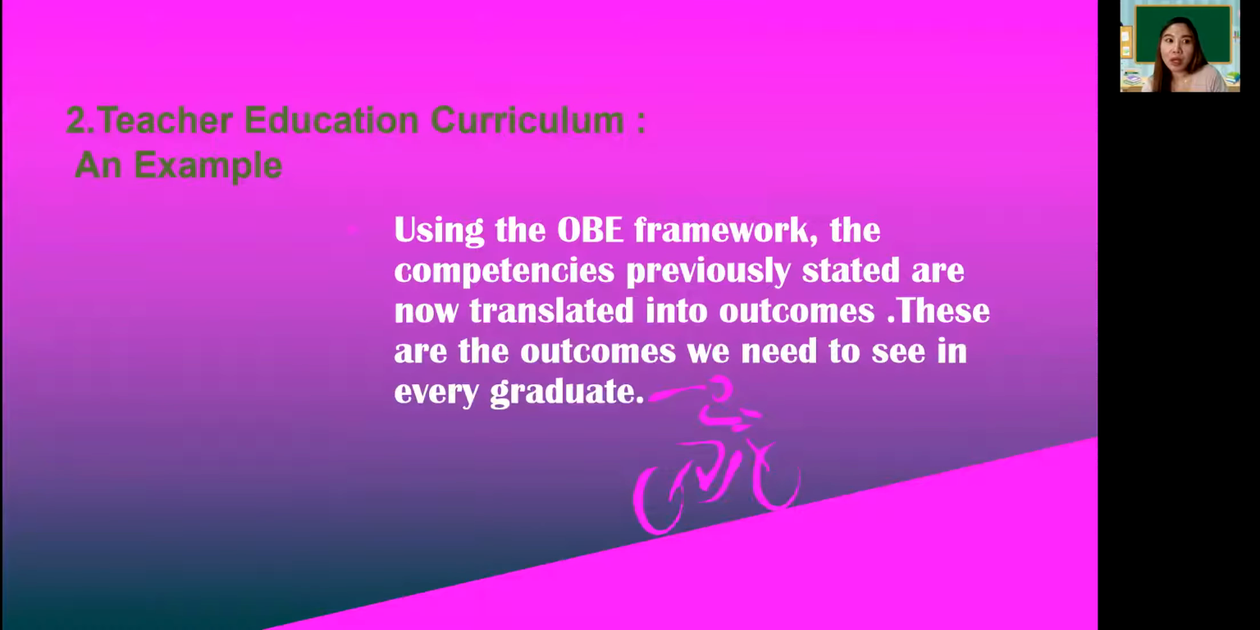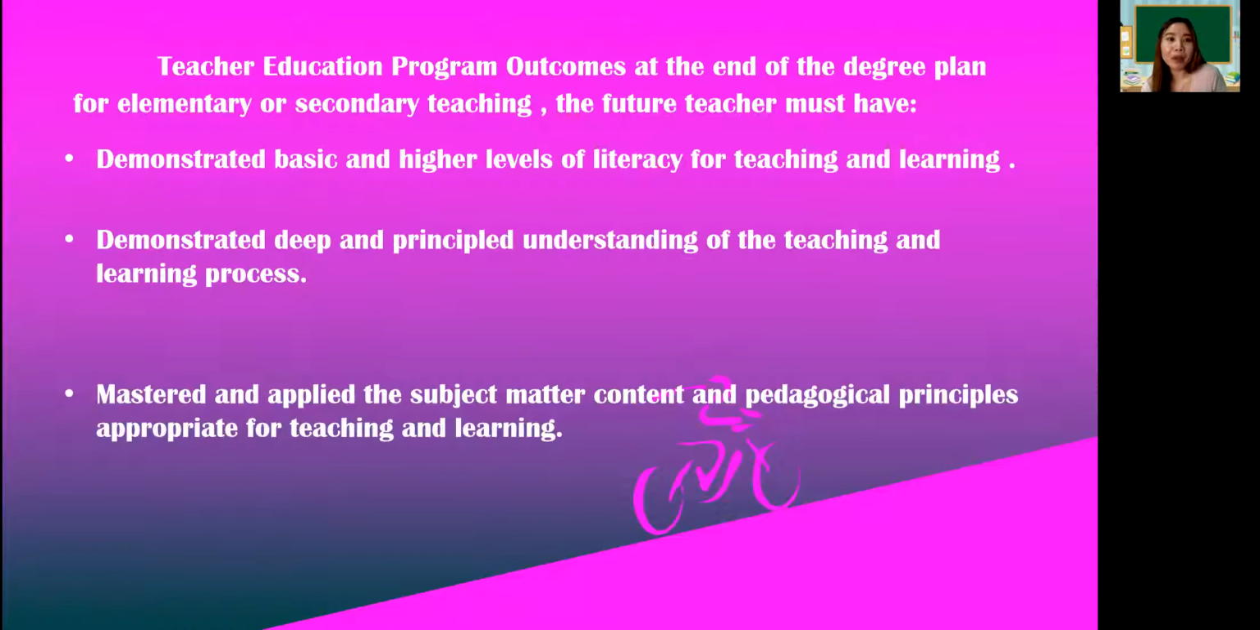So number 2, teacher education curriculum. This is an example. Using the outcome-based education framework, the competencies previously stated are now translated into outcomes. These are the outcomes we need to see in every graduate. Teacher education program outcomes at the end of the degree plan for elementary or secondary teaching. The future teacher must have demonstrated basic and higher levels of literacy for teaching and learning.